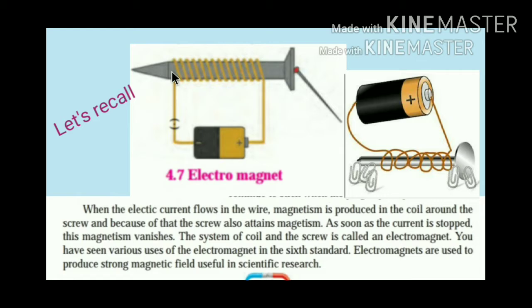The system of coil and screw is called an electromagnet. You did this experiment in the previous standard: because of the electric current, this nail acts as a magnet, and these pins are magnetic substances, hence they are attracted toward the nail. You have also seen various uses of electromagnets in the 6th standard, and these electromagnets are used to produce a strong magnetic field.